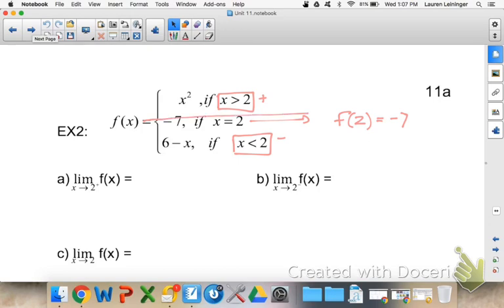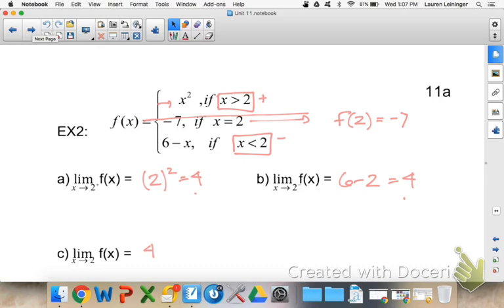So in this case, if I want to know the limit as x approaches 2 from the right, I plug that into the top section up here. 2 squared gives me 4. Limit as x approaches 2 from the left, 6 minus 2 also gives me 4. And as we've discussed before, if the limit from the left and the right are the same, then the limit as a whole is 4.